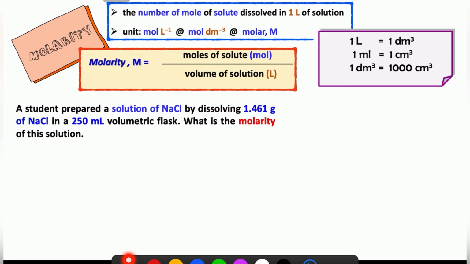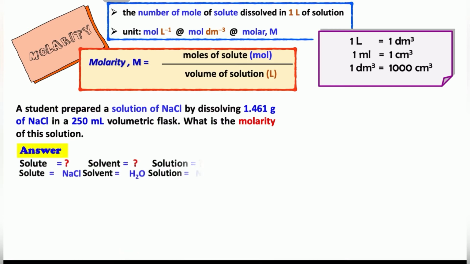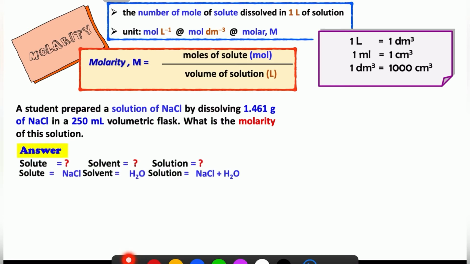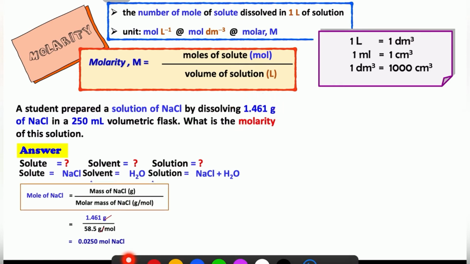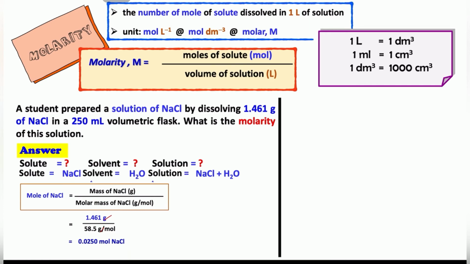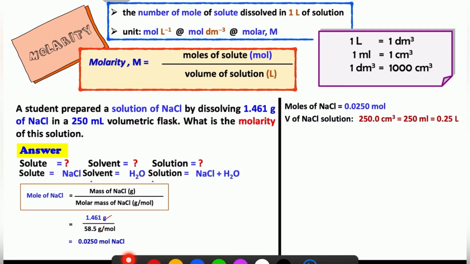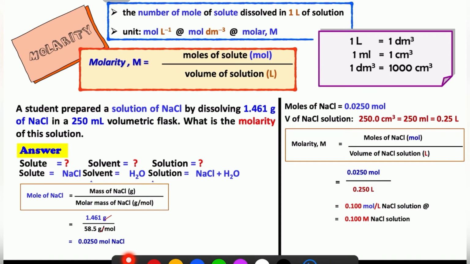To get the molarity of the solution, you need to calculate the moles of the solute, because it gives you the mass of the solute. Then by using this formula, you find the moles of the solute and substitute into the molarity formula. Make sure that you convert the volume given into liters. And when you substitute into the formula, you will get a molarity of 0.1 molar sodium chloride solution. So this is the molarity for the solution.